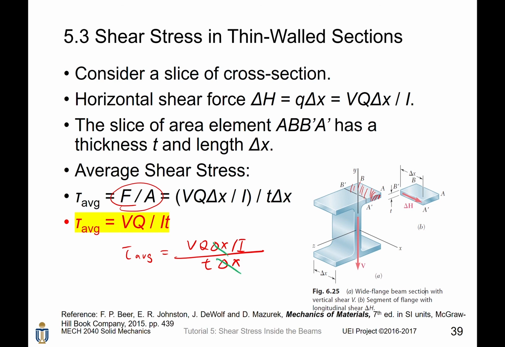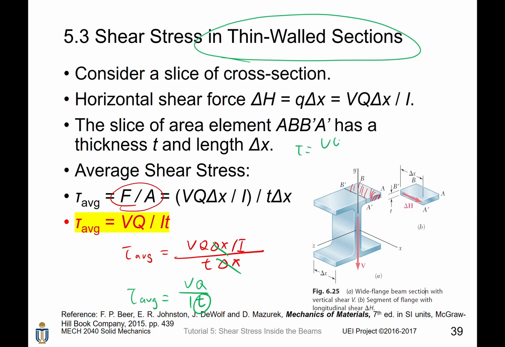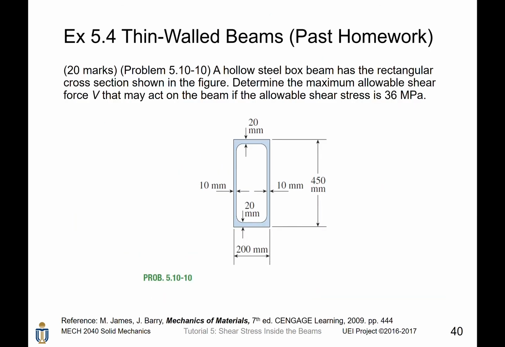Finally, we can get the average shear stress in a thin wall section as tau average equals VQ divided by IT. So all that changed is just T and W. Just now we know that tau equals VQ divided by IW, but here we just replace it by T, then that's all. This is a past homework problem that is worth a try.